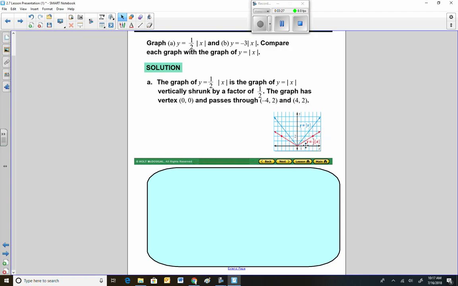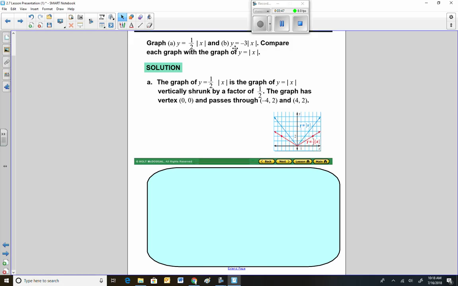It's going to be considered a vertical shrink because it's moving away from the y-axis. See how the red graph here, all the y values became 1/2 of what they were in the blue graph. So what happens is it goes away from the y-axis, and so that's considered a shrink. Anytime you have a fraction out in front of the absolute value, it's considered a vertical shrink.